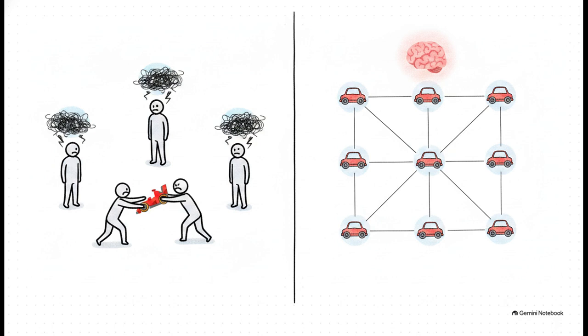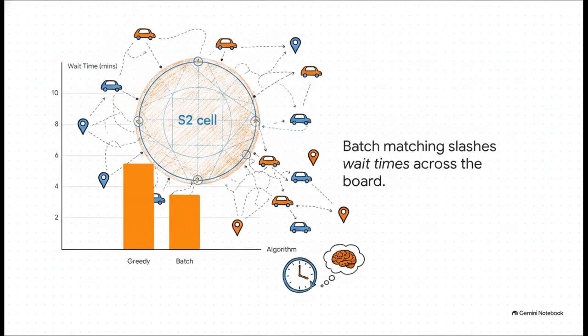This effectively draws invisible lines between all riders and all cars to find a combination that results in the lowest total wait time for the entire group, not just the very first person who clicked. And the results of this are just staggering. By computing the globally optimal pairs for everyone in a specific S2 cell, batch matching slashes the average wait time across the board. In many scenarios, it drops average wait times from 5.5 minutes down to just 3.5 minutes.